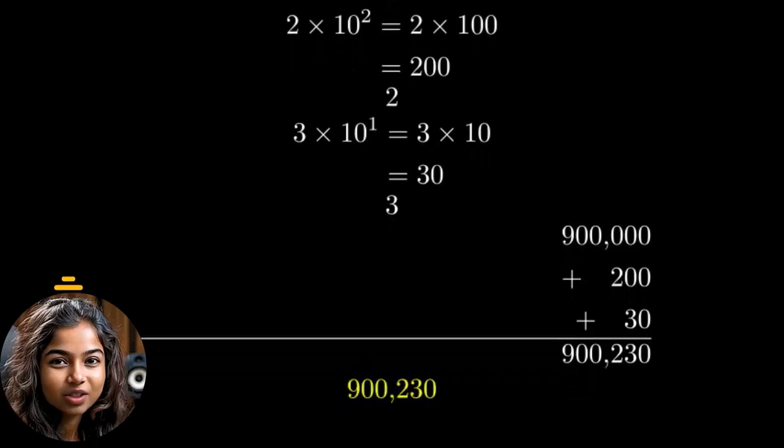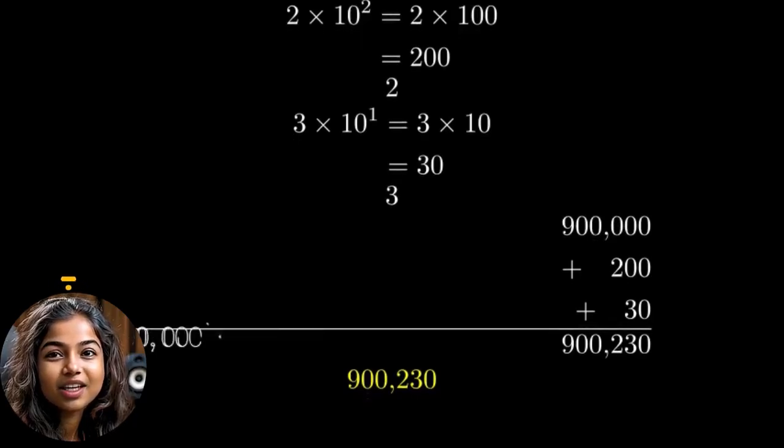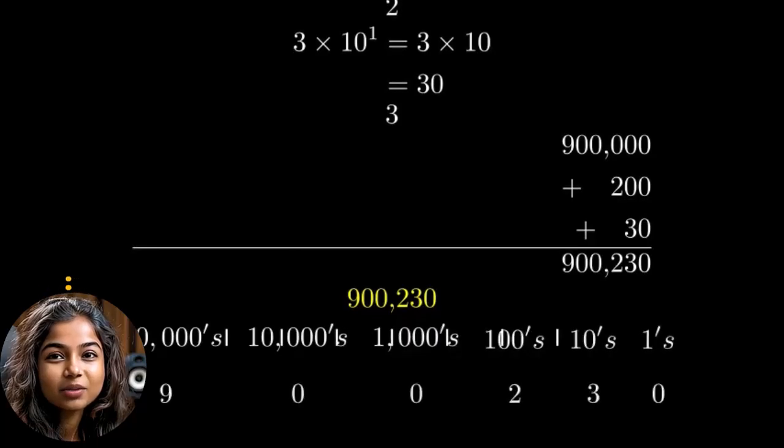Adding these up, we get 900,230. Let's verify our answer makes sense. We have 9 in the 100,000s place, 0 in the 10,000s place, 0 in the thousands place, 2 in the hundreds place, 3 in the tens place, and 0 in the ones place.